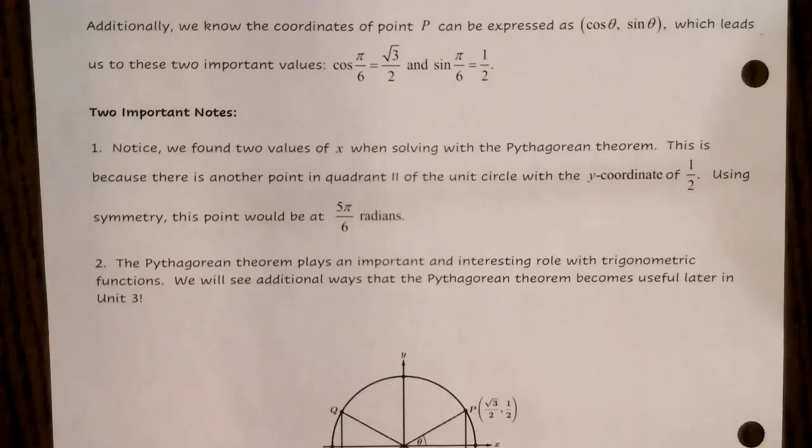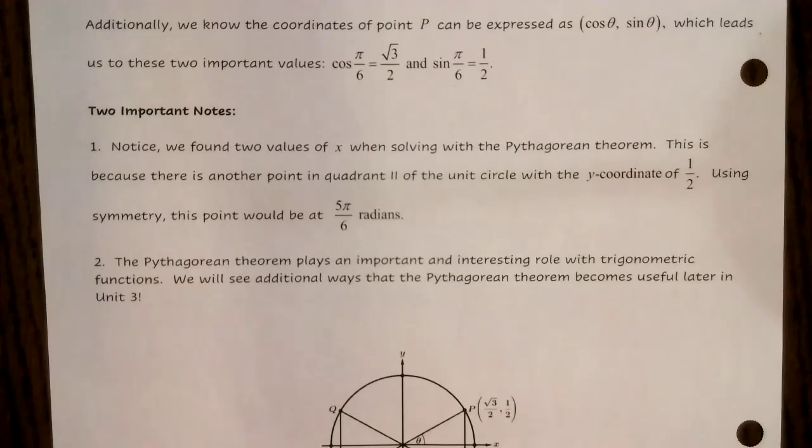So two important notes. Notice that we found two values of x when solving with the Pythagorean theorem. This is because there is another point in quadrant 2, like I said earlier, of the unit circle with a y-coordinate of 1/2. Using symmetry, this point would be at 5 pi over 6. And then the Pythagorean theorem plays an important and interesting role with trigonometric functions, so we will see additional ways that the Pythagorean theorem becomes useful later in Unit 3.